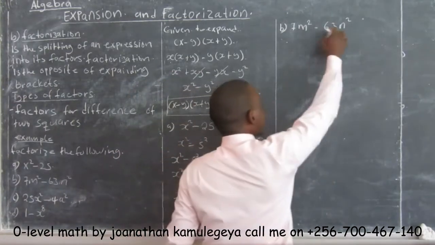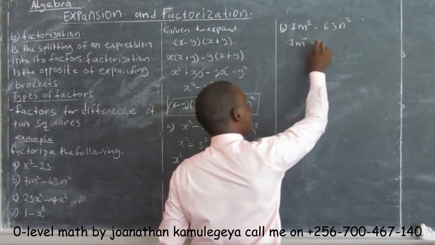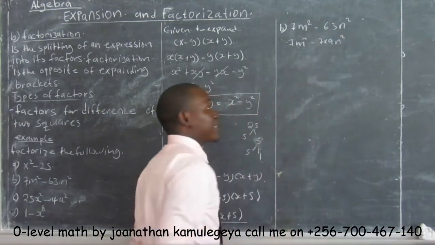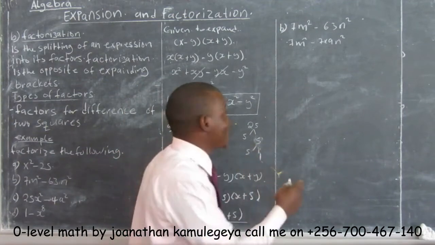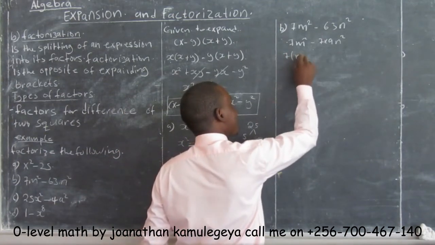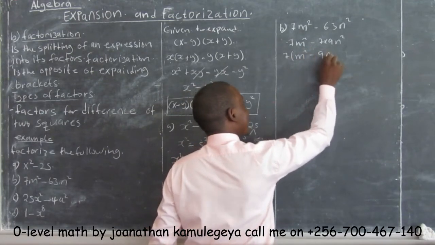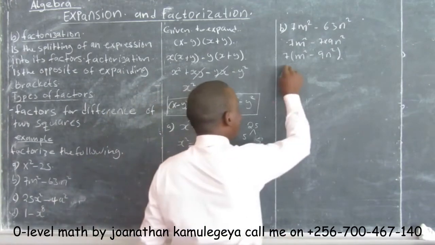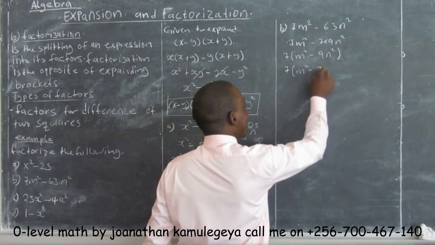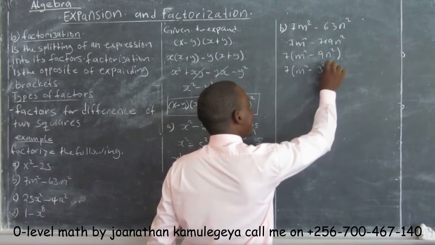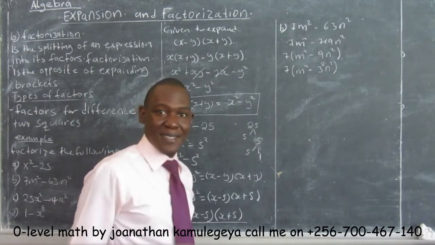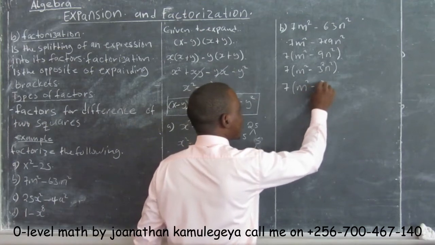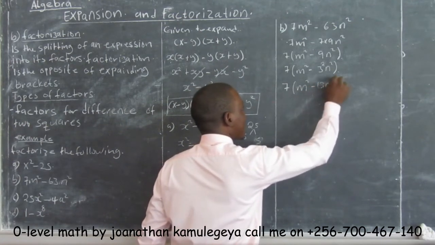Meaning that this one is the same as saying 7m squared minus 7 times 9n squared. Implying that 7 is going to be our common factor. We take it out, and we have 7 into m squared minus 9n squared. Also know that 9 is the same as 3 squared. We shall have 7 into bracket m squared minus 3 squared n squared. Implying that that can be further simplified to 7 into bracket m squared minus (3n) squared.